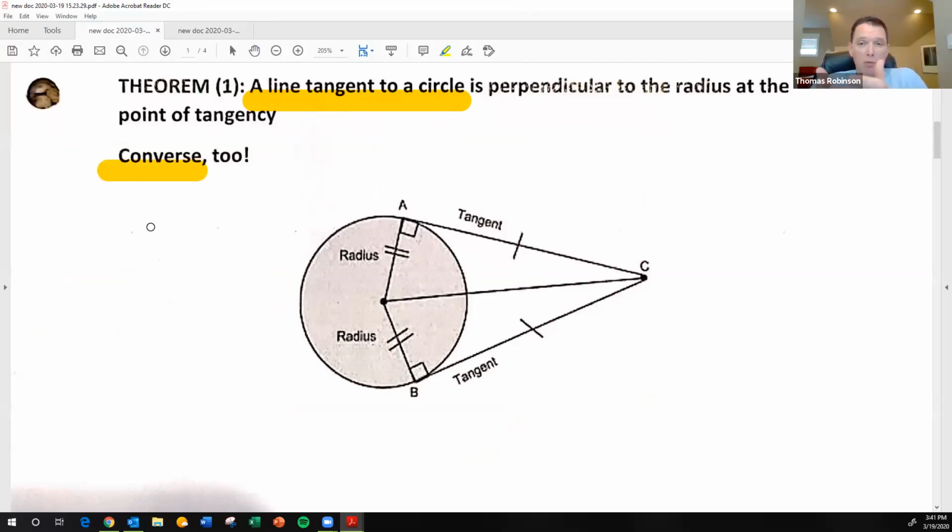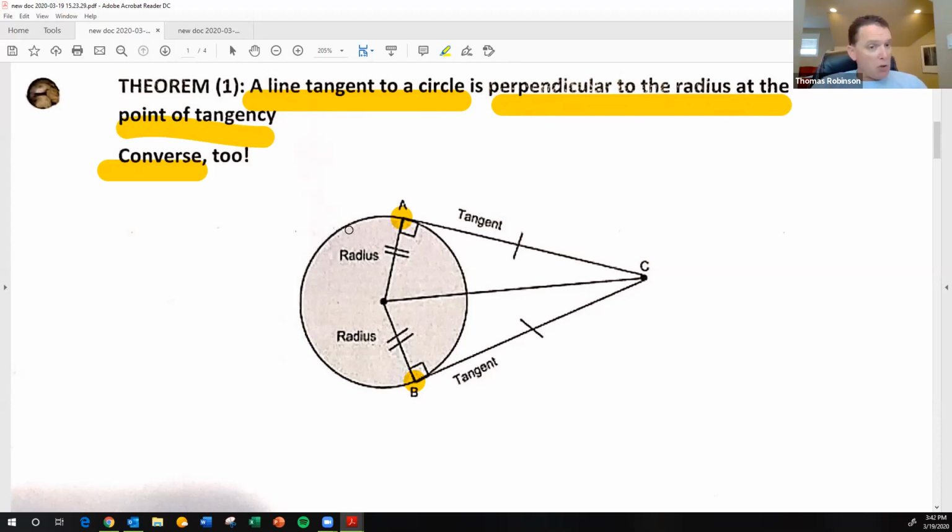So let's think of it in terms of: if a line is tangent to a circle, then that line is perpendicular to the radius at the point of tangency. So we have the point of tangency here, and what we have is a perpendicular relationship between the radius and the tangent line. And by the way, there's triangles again, sorry.